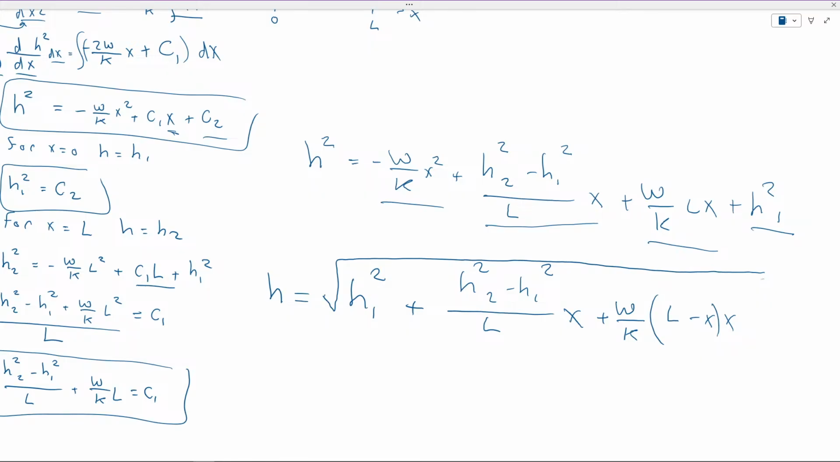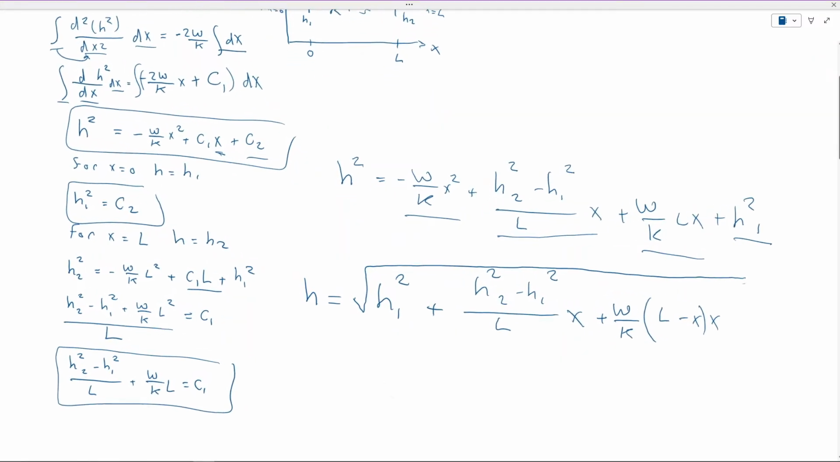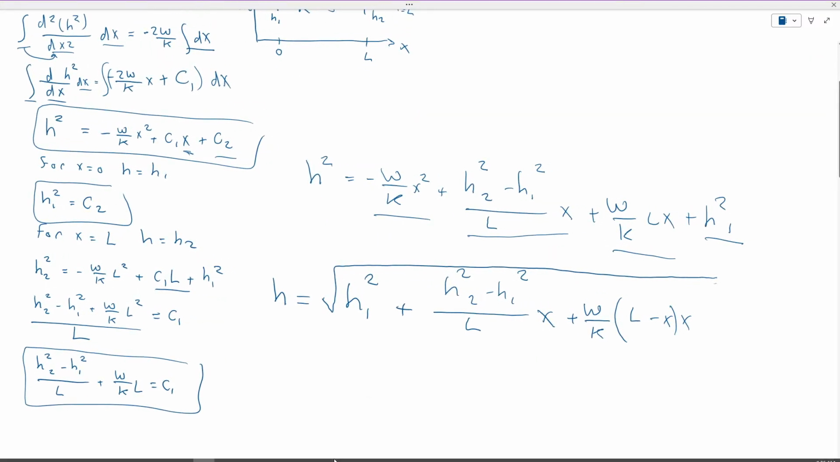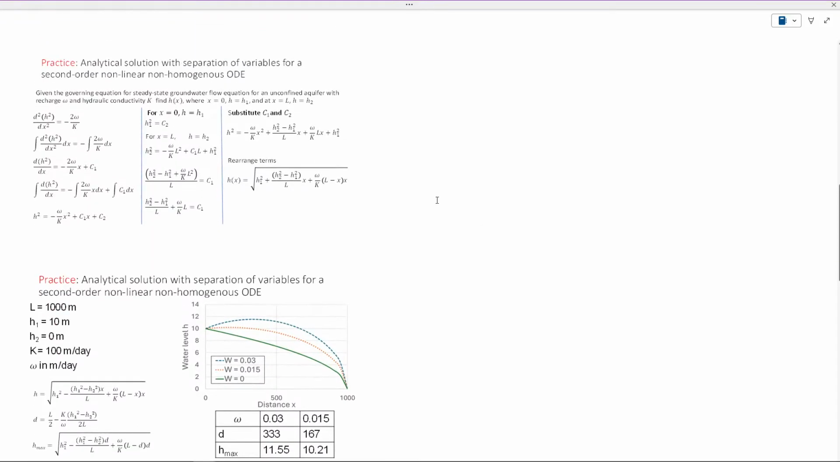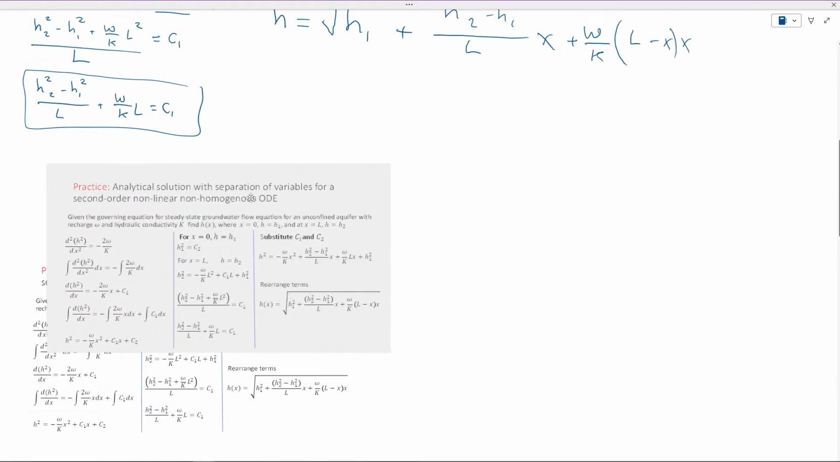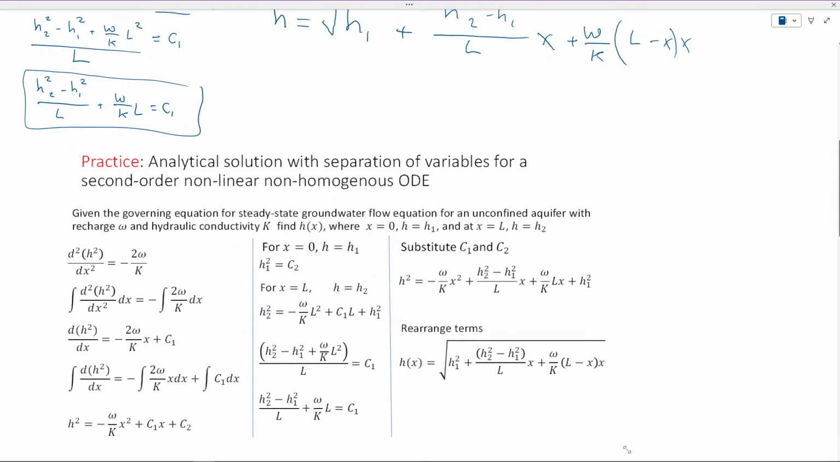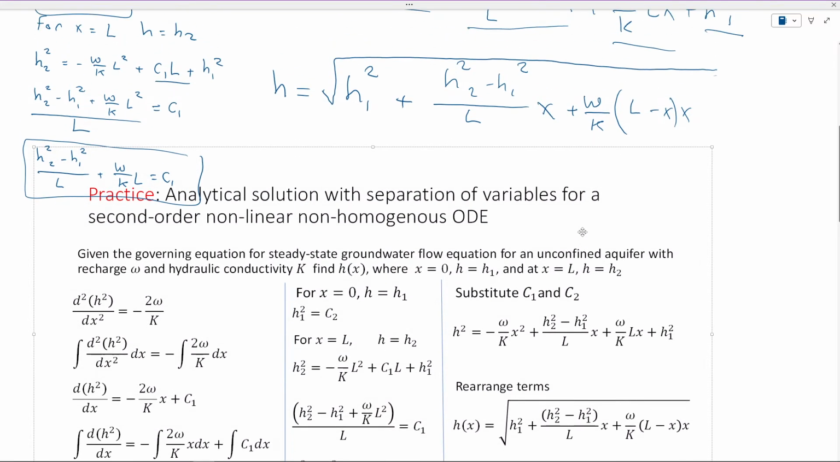Something like this. Okay, so I have h here. I got this relationship. If I check my answer here, I got something similar. So h as a function of x is equal to this term, this term, and this term. So what does this mean?